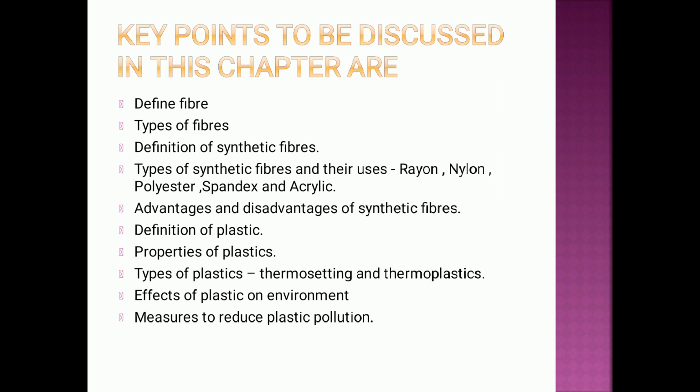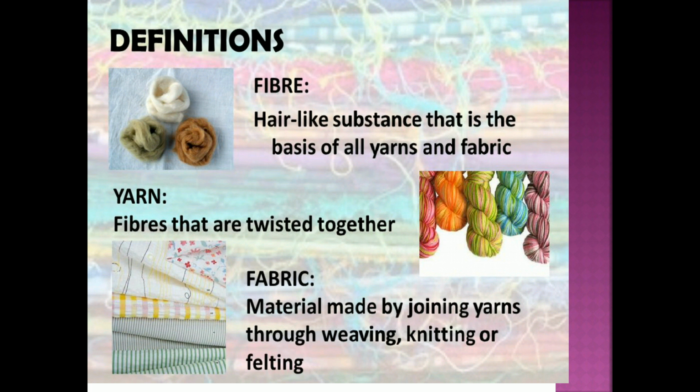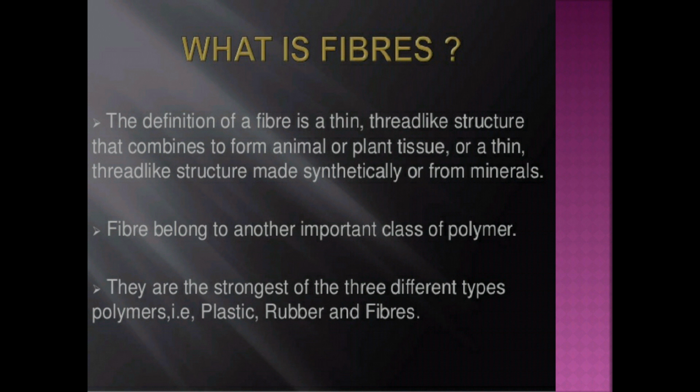Now, as you all know about fibers, plant fibers and animal fibers, from your previous classes, let's summarize them one more time before starting this chapter. What is a fiber? A thin thread-like structure that combines to form a cloth. What is a yarn? Fibers that are twisted together are called yarn. What is a fabric? A material made by joining yarn through weaving or knitting is known as fabric.